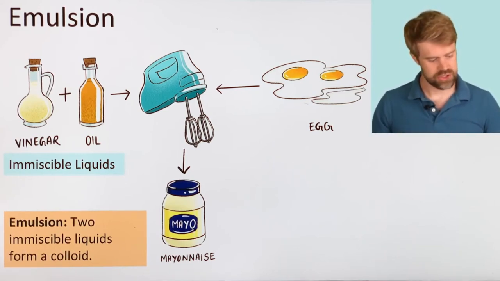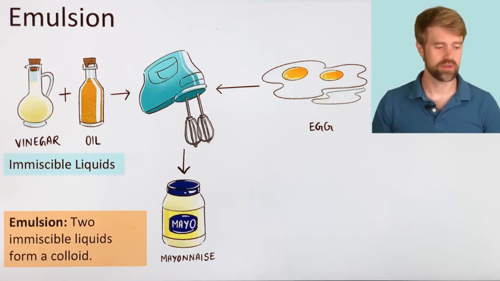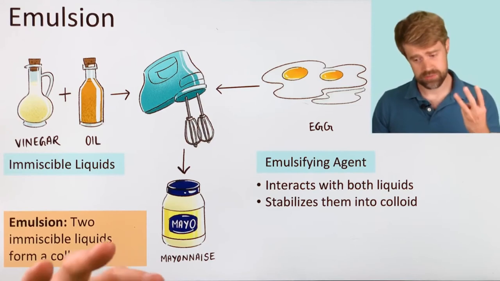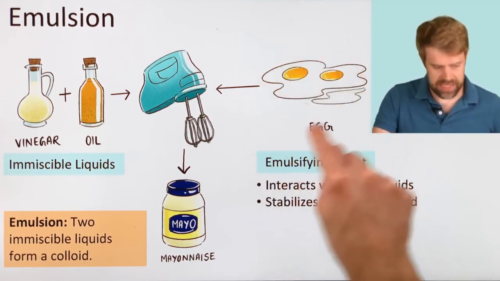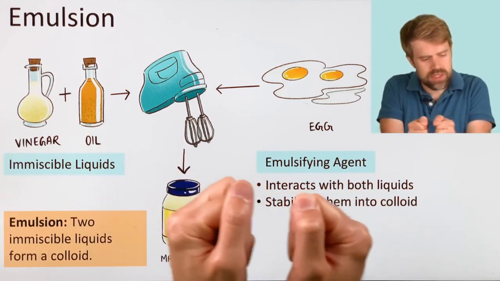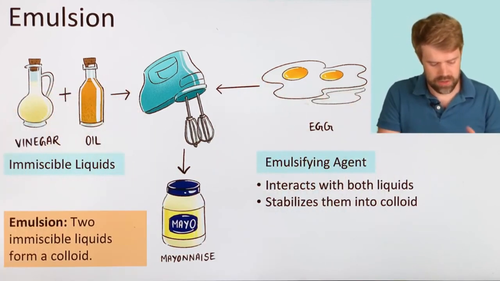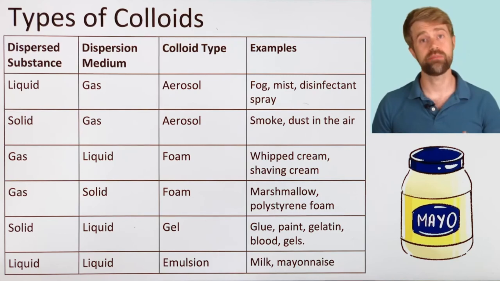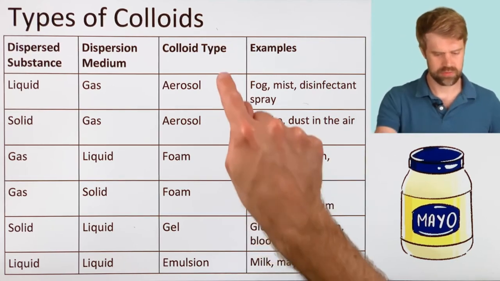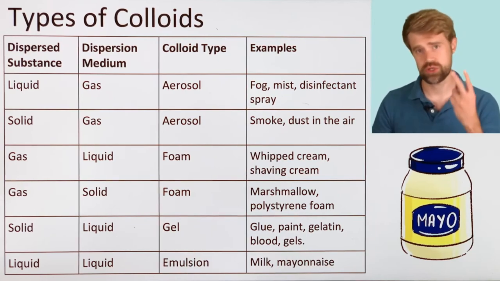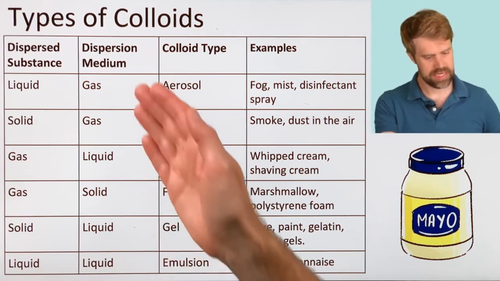An emulsion is two immiscible liquids forming a colloid. In an emulsion, the immiscible liquids are often held together by a third substance called an emulsifying agent. That's the egg. An emulsifying agent is a substance that can interact with both of the liquids. It gets them to come together and stabilizes them. Let's complete our chart by adding emulsions: liquid dispersed in liquid. Milk is another good example of an emulsion. We can see general categories like aerosols, foams, gels, and emulsions. Notice that every one has the two phases we discussed, the dispersed substance in the dispersion medium.